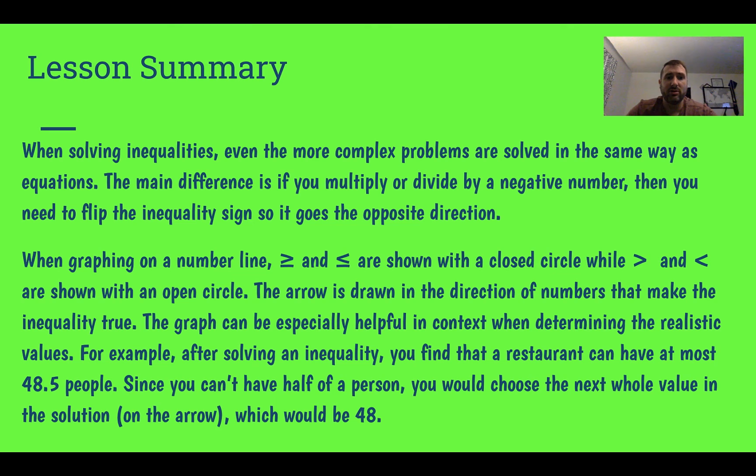So, for example, if you're solving an inequality and you find that a restaurant can hold at most 48.5 people, well, since you can't have half of a person, you would choose the next whole value that fits in the situation, less than that, which would be 48. So the arrow can be very helpful in deciding which things fit.